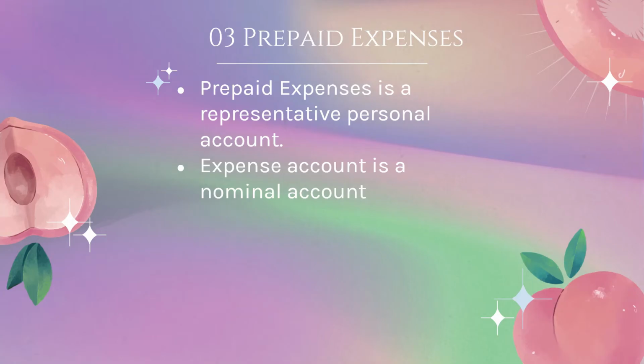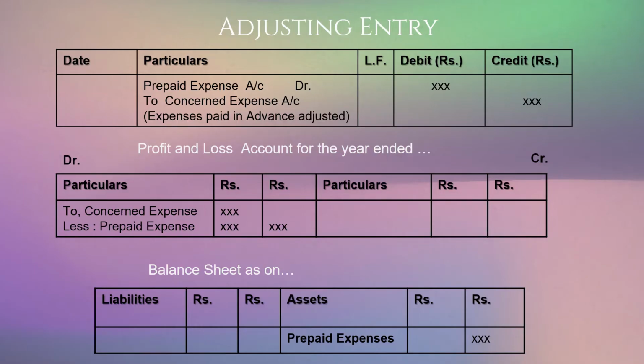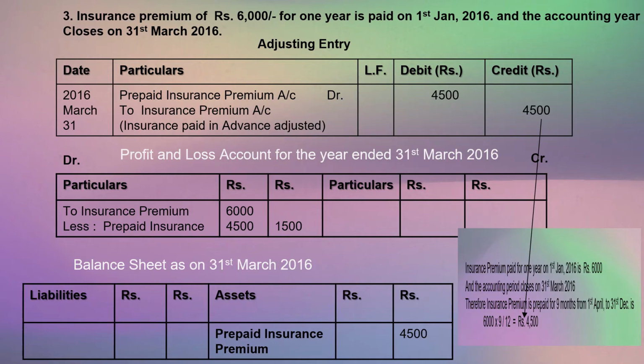Now see the adjusting entry. Prepaid expense: you are paying extra for the next year also, so that will be an asset. So we will put it in the debit, and the concerned expense will be credited. Then you have to see where it comes. Mostly in profit and loss, mostly insurance will be there, rent will be given. So I have written profit and loss, and it is an asset, so prepaid expenses will be shown on the asset side. One example is given.